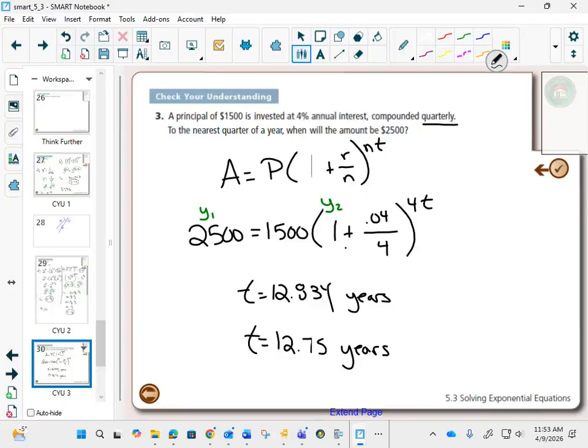So, to the nearest quarter of the year, this would be 12.75. Oh, you know what's great about the next question? I'll get you to circle ones first here. You can circle 12 and 13.